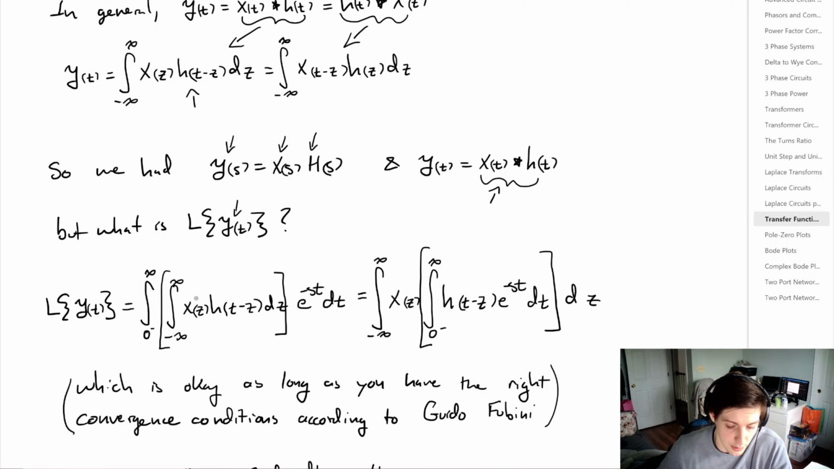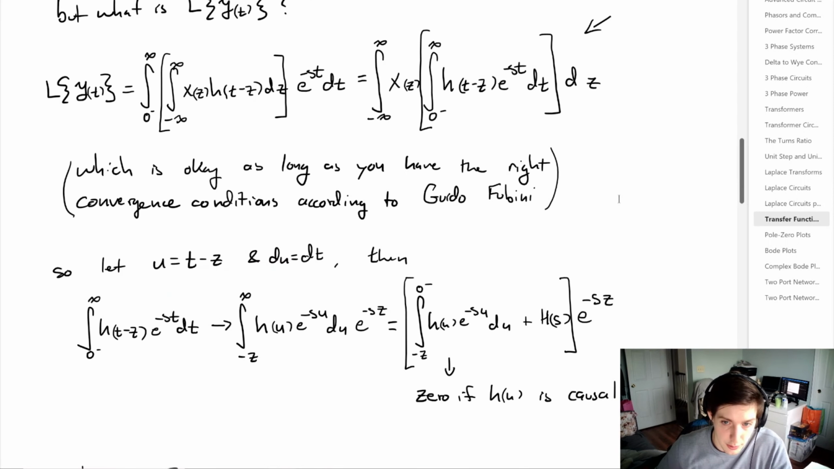And we could work with either form of convolution. But the first thing that we want to do is swap these integrals. And we're going to say that they're interchangeable as long as you have the right convergence conditions. And we're going to assume that we do, such that Guido Fubini can help us get through this. So simply we can express that initial Laplace transform integral as this here on the right.